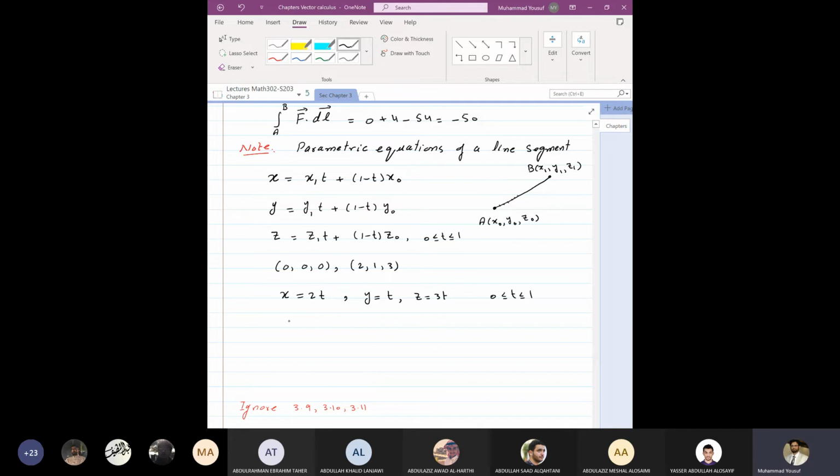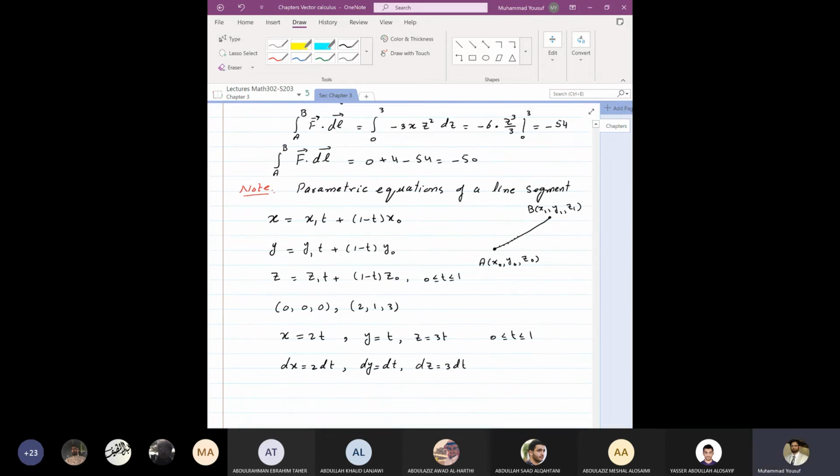If x is 2t, then what will be dx? dx is 2 dt, dy will be equal to dt, and dz will be equal to 3 dt. Okay.